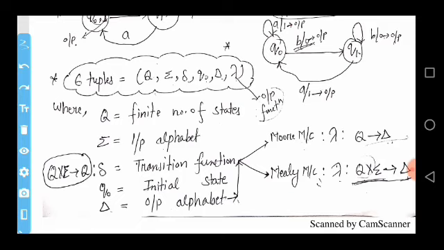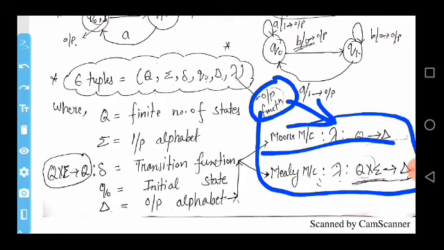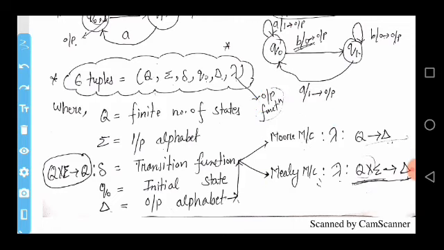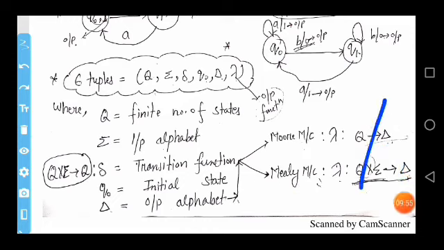There is another difference between Mealy and Moore: the output function of the Mealy and Moore machines is different in its mapping. In the Moore machine, the mapping from Q produces triangle, and in the Mealy machine, the mapping from Q and sigma produces triangle.